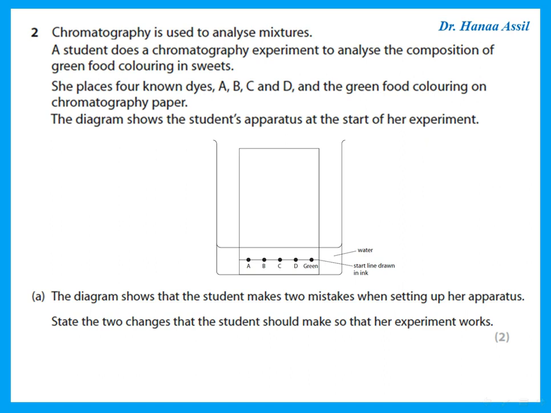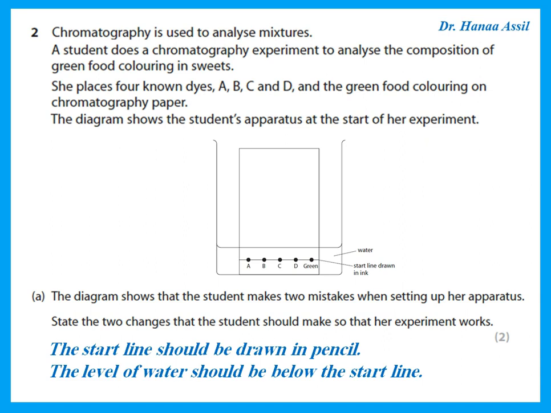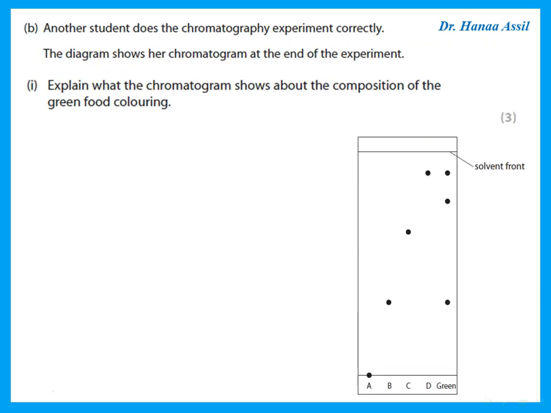Well, looking at the diagram, obviously she has made a mistake in the start line. The start line is drawn in ink. It shouldn't be drawn in ink, it should be drawn in pencil. The level of the solvent is above the start line. That is wrong. It should not be above the start line. It should be below the start line.